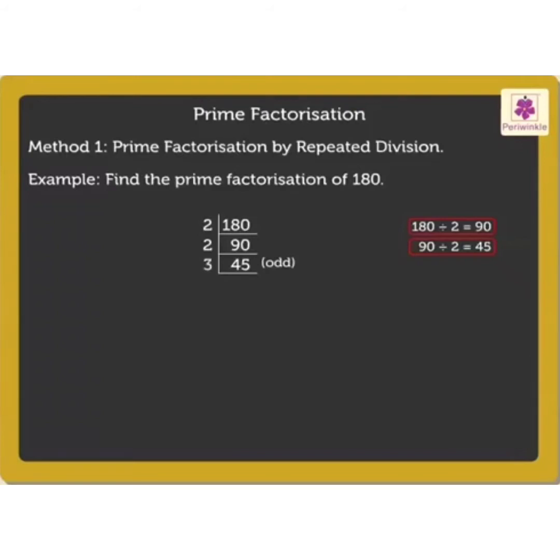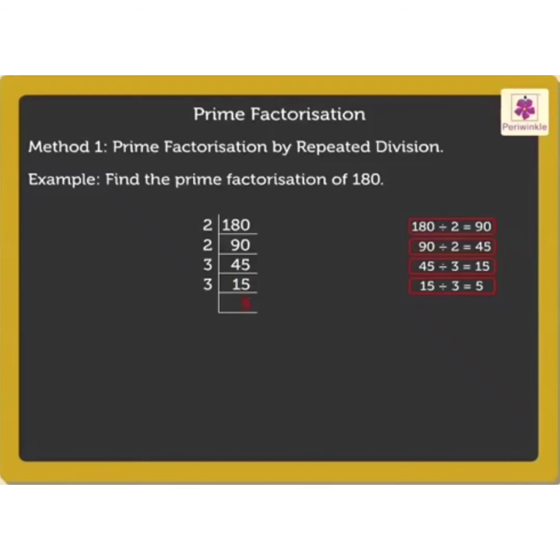Number 45 is completely divisible by 3. 45 divided by 3 is 15. Write 15 below the 45. Number 15 is also completely divisible by 3. That is, 15 divided by 3 is 5. Write 5 below the 15.